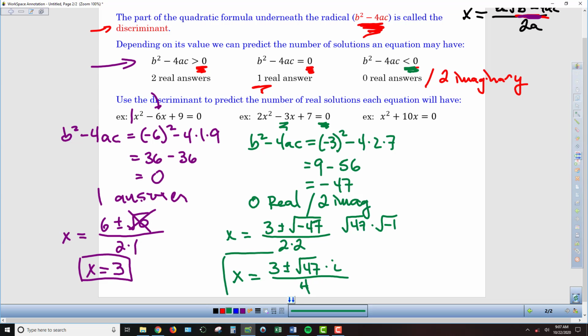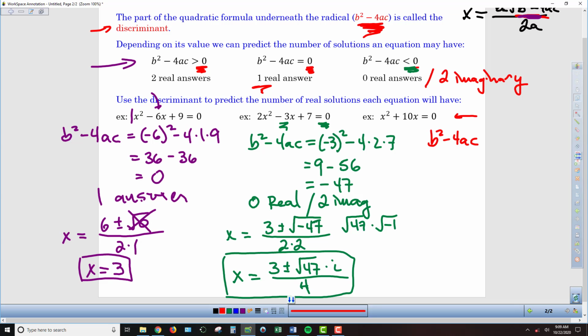So we have our answer here, 2 imaginary answers, because the part underneath the square root symbol, the discriminant, turned out to be negative. And so for the last one, we see even though we're missing the c in our equation, it just means c is going to equal 0, we can still use our discriminant to figure out how many and what types of answers we're going to have.